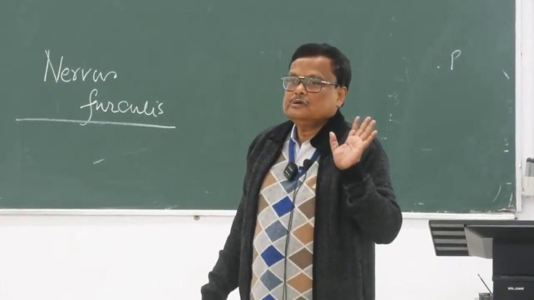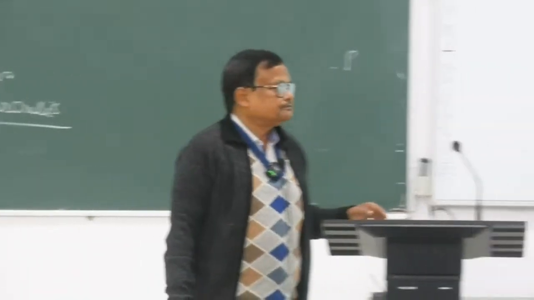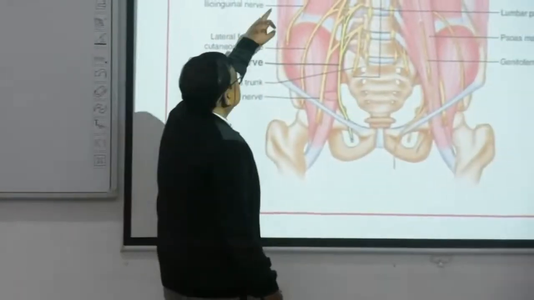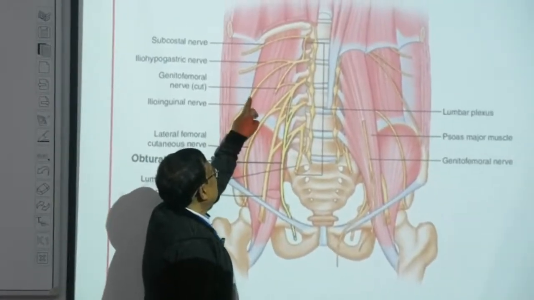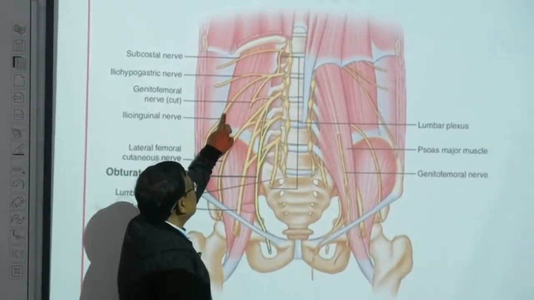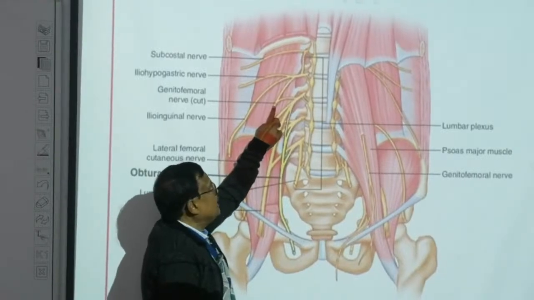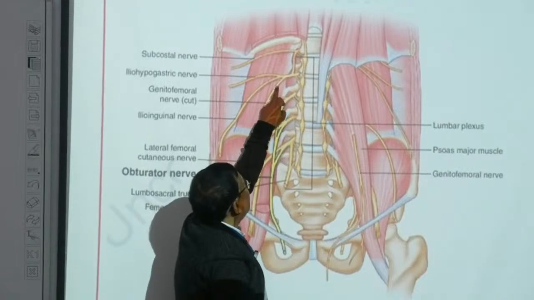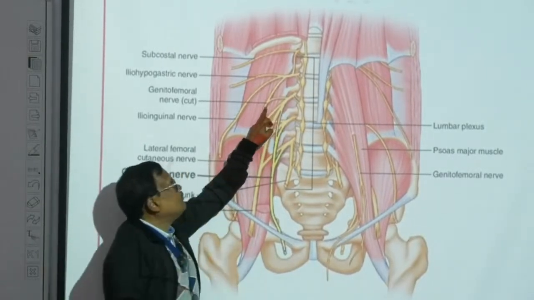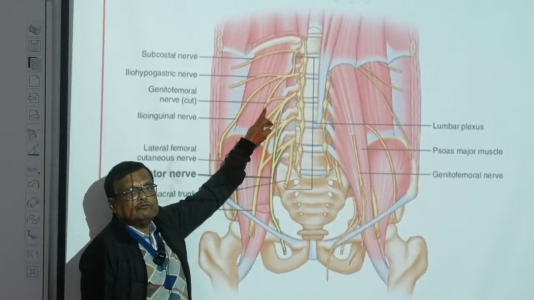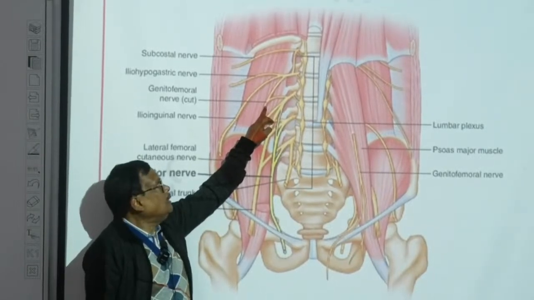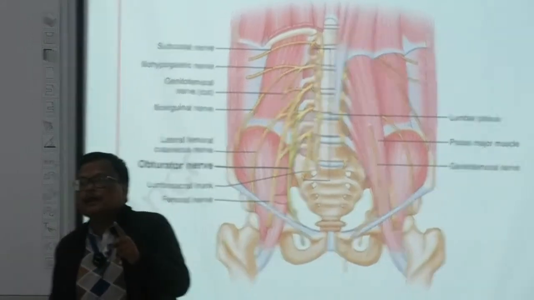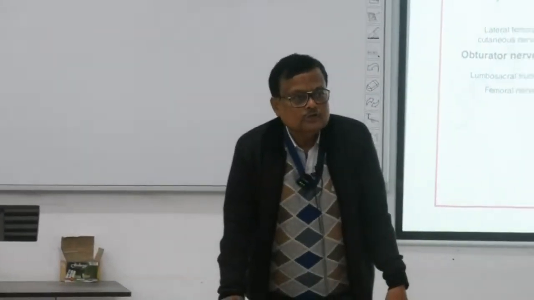Next, branches. Important branches are the iliohypogastric, ilioinguinal, then genitofemoral nerve. The L1 and L2 combine together to form a nerve known as the genitofemoral nerve, a very important nerve. Let me just say, this genitofemoral nerve comes down here and divides into a genital branch and a femoral branch. So the name is genitofemoral nerve.